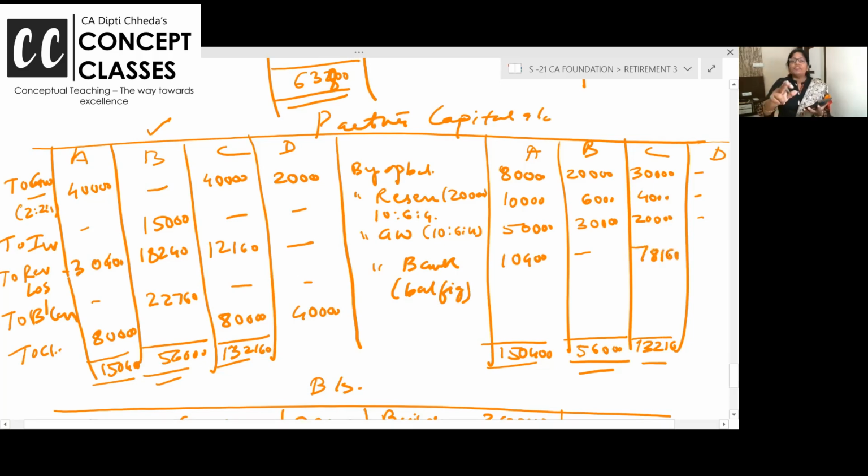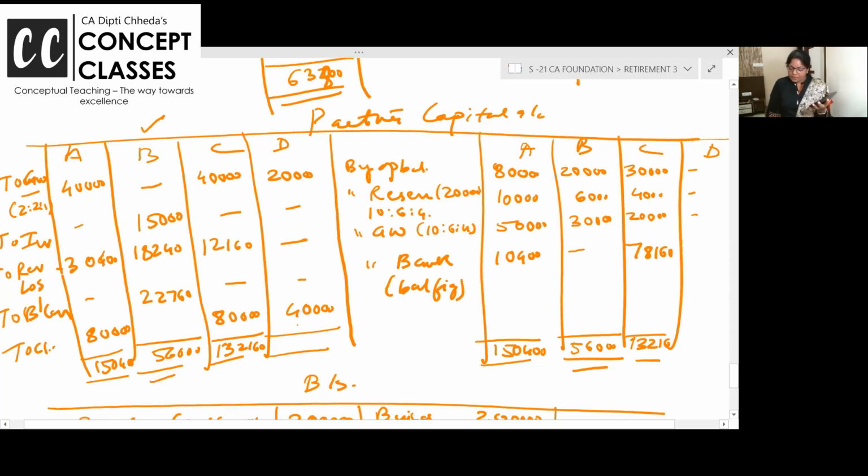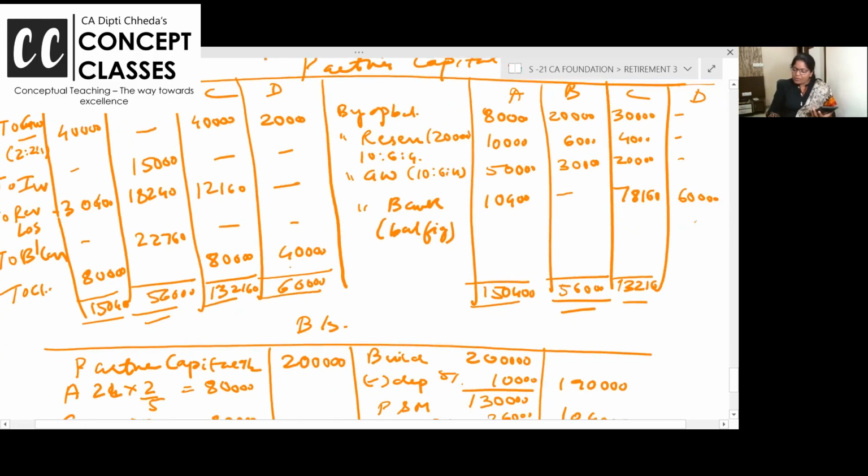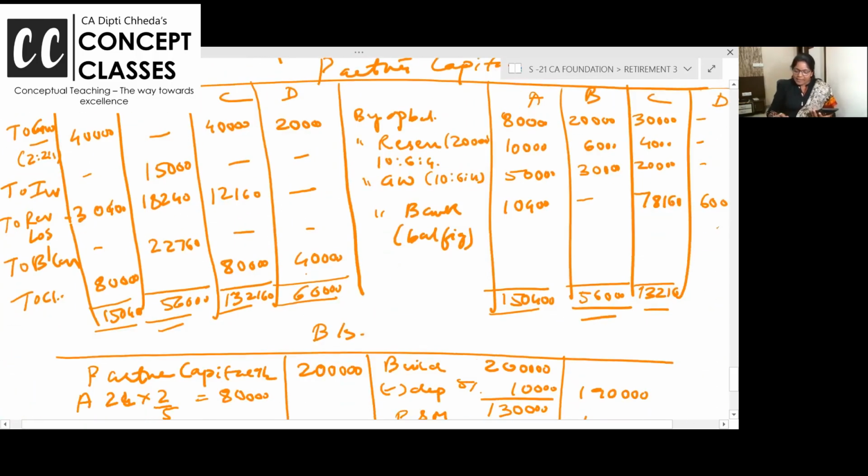78,160. C, you have to bring cash. And D, your closing capital should be 40,000. Goodwill भी डेबिट हुआ है, तो D कितना कैपिटल लेके आएगा? 60,000. D, you get 60,000 cash, 20,000 will be adjusted against your goodwill and 40,000 will be your closing capital. Nice problem, no? Capital accounts are very beautiful.